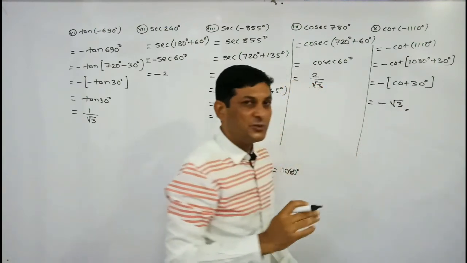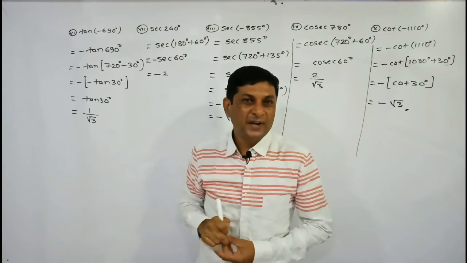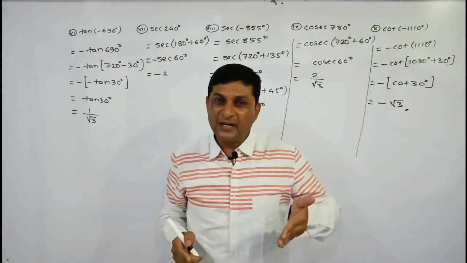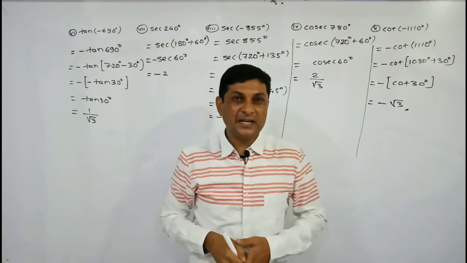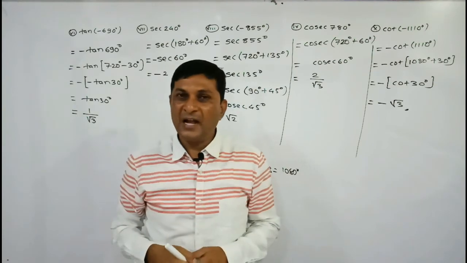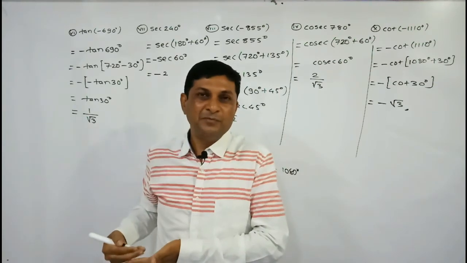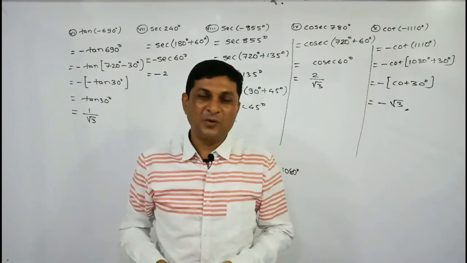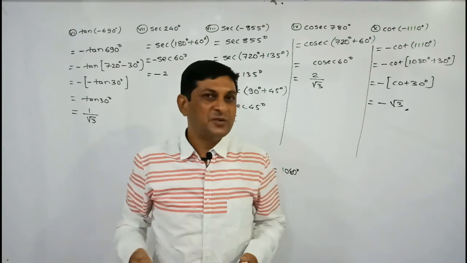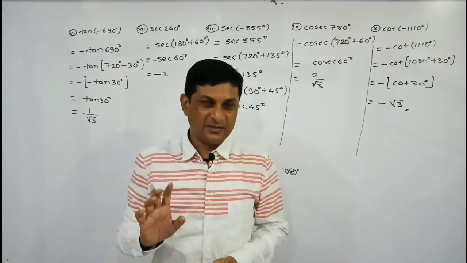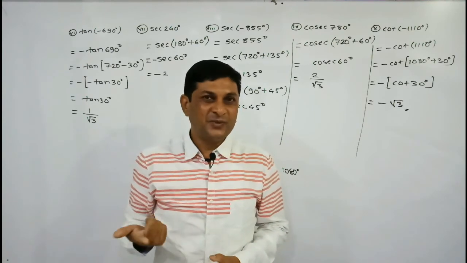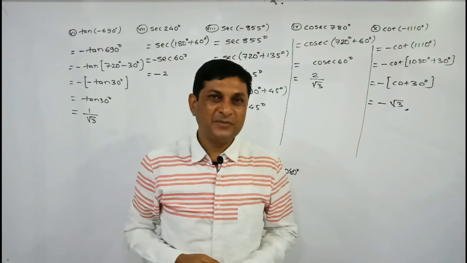In this way, using allied angle formulas, we are able to find out values of trigonometric functions of various angles which are greater than what? 90 degree. If the angle is greater than 90 degree, we have seen how to convert this angle below 90 degree, and easily once the angle will be below 90 degree, we know the techniques, or we know the table. Using that we are able to find out value of trigonometric functions. In this way we have completed all the examples from question number first. In the next video we will solve remaining examples from this exercise.